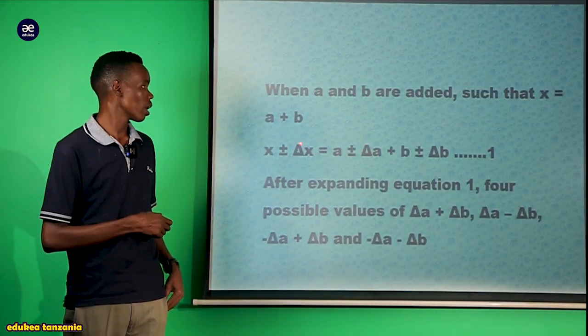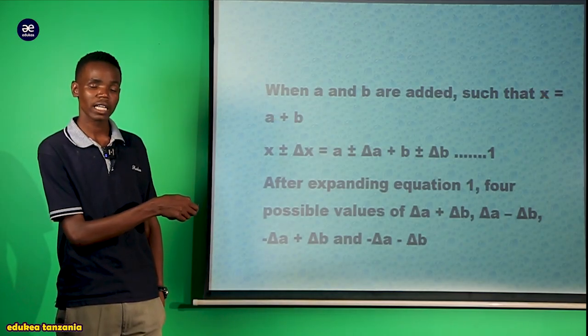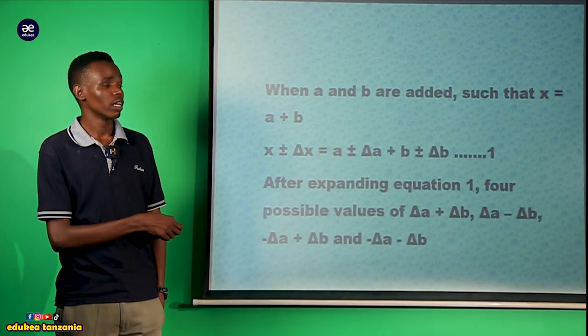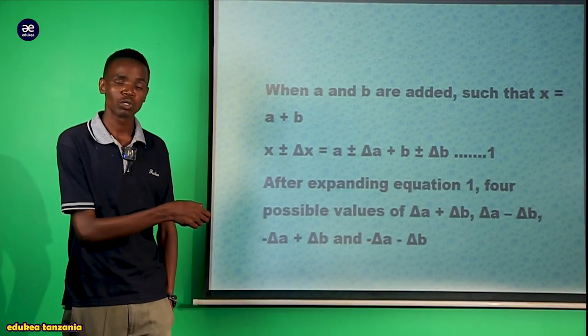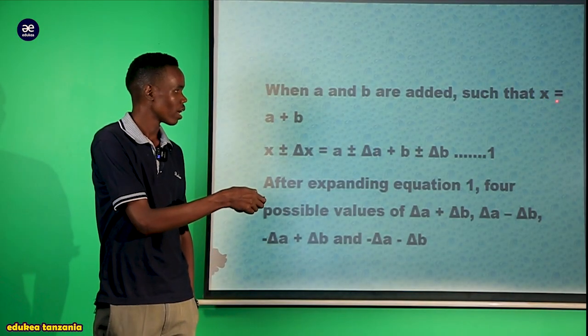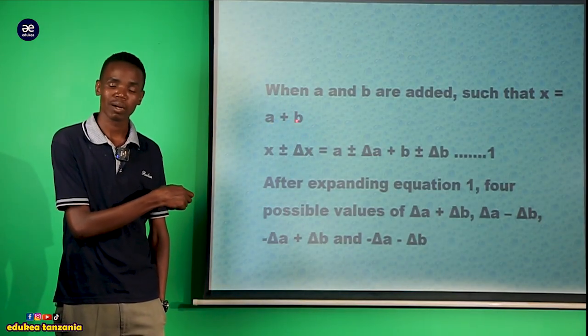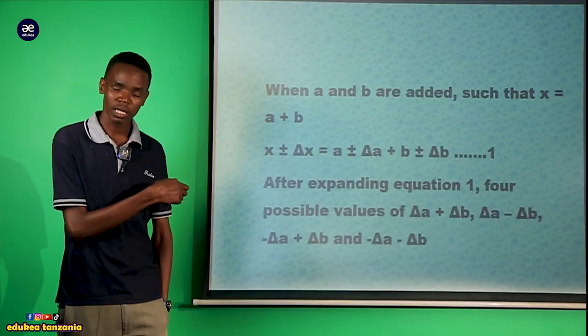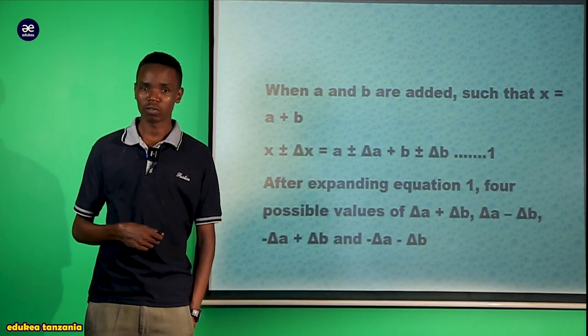Kwa tunachotakiwa, huyu tunamtafutia error wake ambao tunamwandika in a difference form. Tutakuwa na X plus or minus ya absolute value ya X ni sawasawa na A plus or minus its absolute value plus B plus or minus its absolute value.